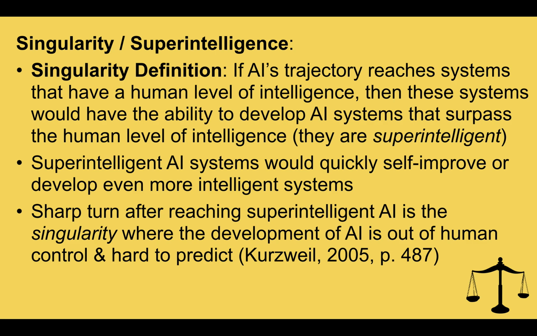Superintelligent AI systems would quickly self-improve or develop even more intelligent systems, so it would be recursive and improving on an ongoing basis. The sharp turn that's reached after reaching superintelligent AI is the singularity, where the development of AI is out of human control and hard to predict. So assuming that they can self-improve and are more intelligent than human beings and continue to develop, they no longer need humans to control them, and it is hard to predict where these developments will go.